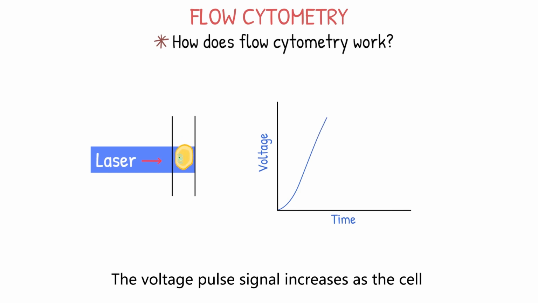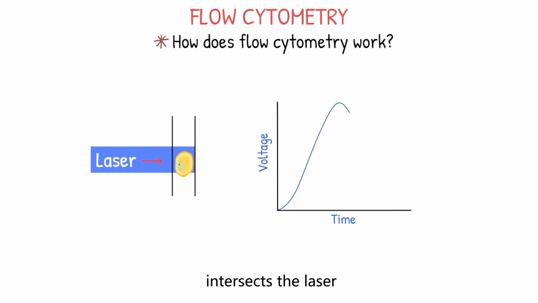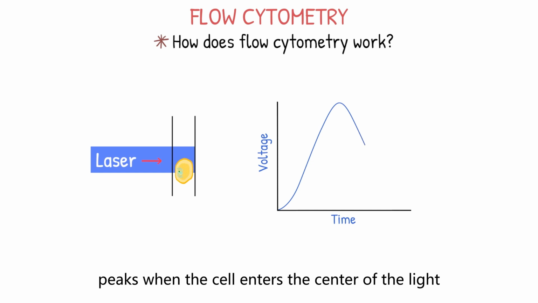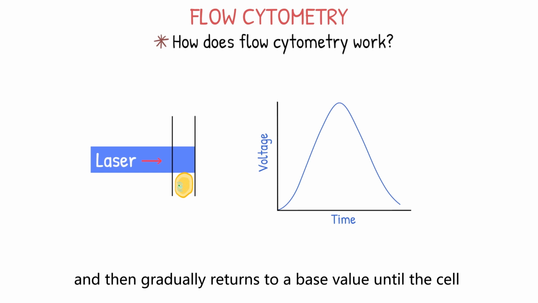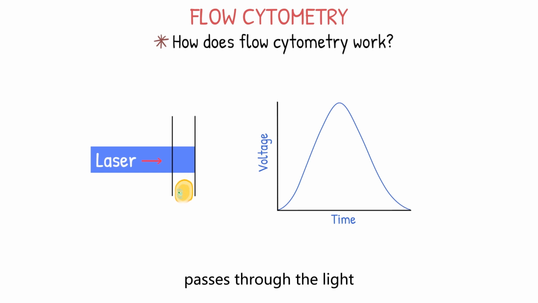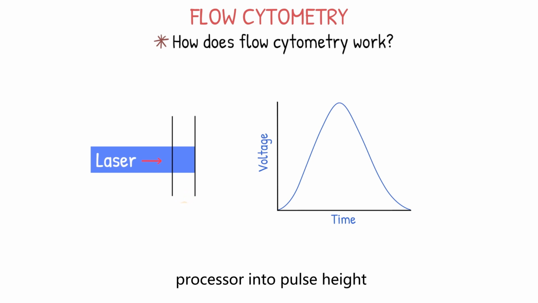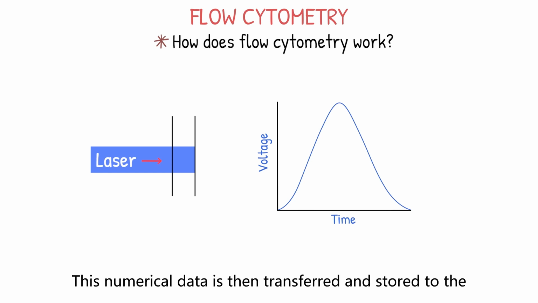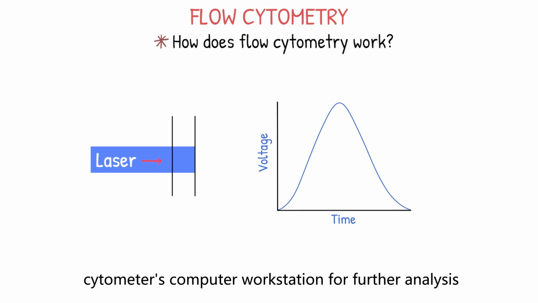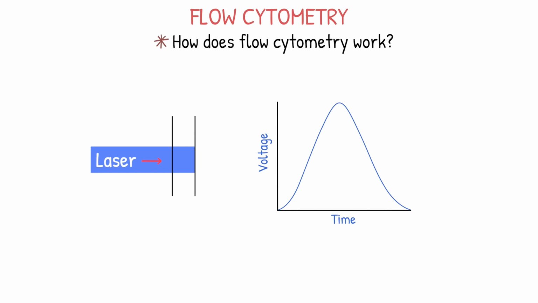The voltage pulse signal increases as the cell intersects the laser, peaks when the cell enters the center of the light, and then gradually returns to a base value until the cell passes through the light. Finally, the voltage pulse signal is quantified by the signal processor into pulse height, amplitude, and area. This numerical data is then transferred and stored to the cytometer's computer workstation for further analysis.